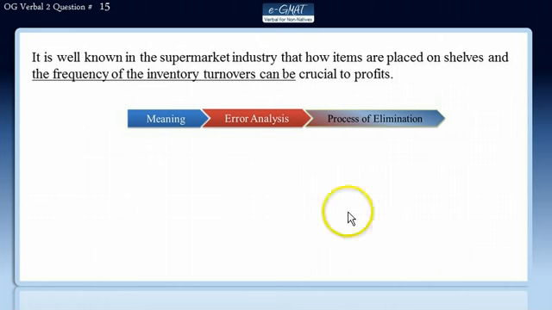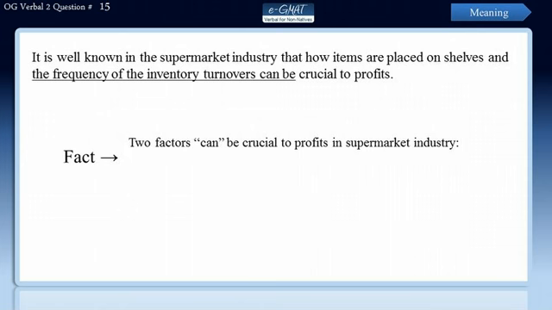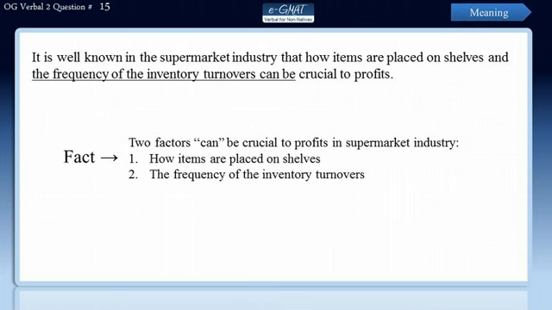So let's begin. It is well known in the supermarket industry that how items are placed on shelves and the frequency of the inventory turnovers can be crucial to profits. So this sentence presents a fact about the supermarket industry. It says that two factors can be crucial to its profits. These factors are how items are placed on shelves and the frequency of the inventory turnovers.